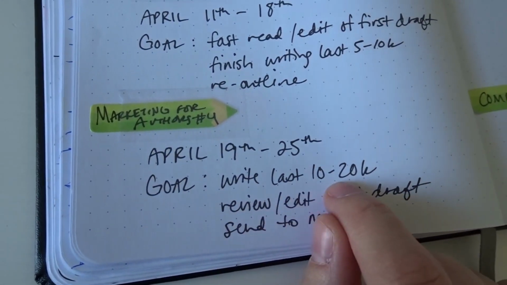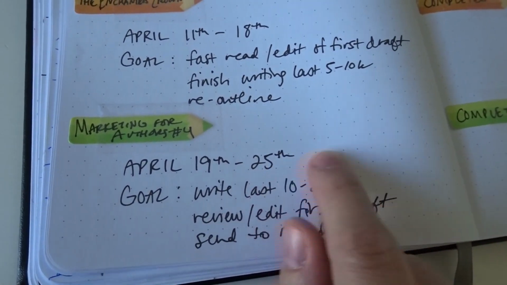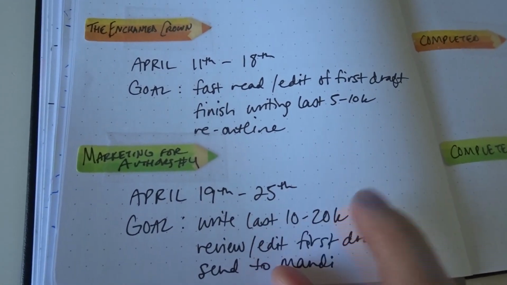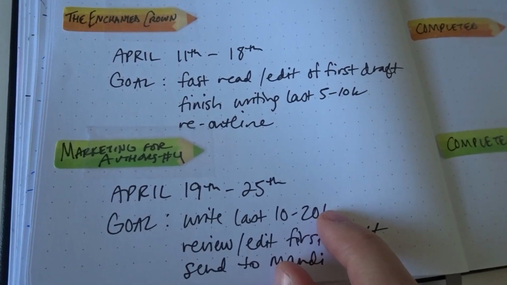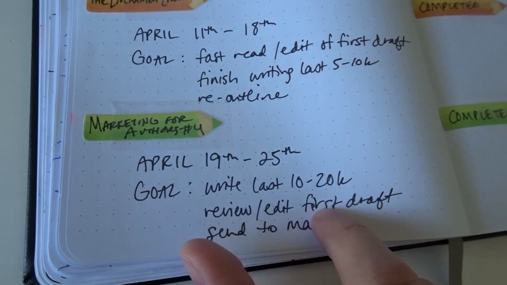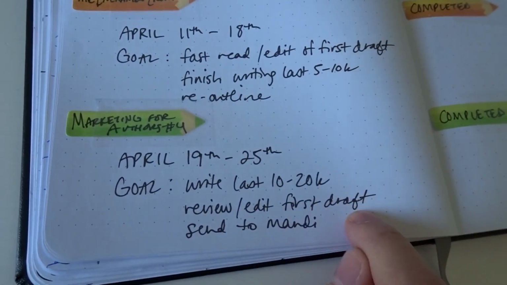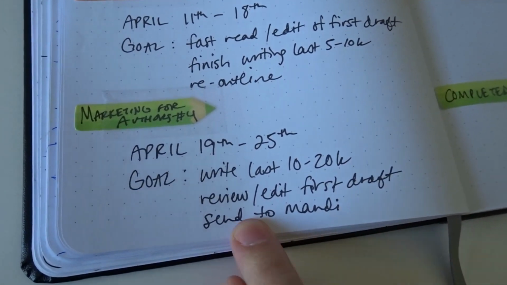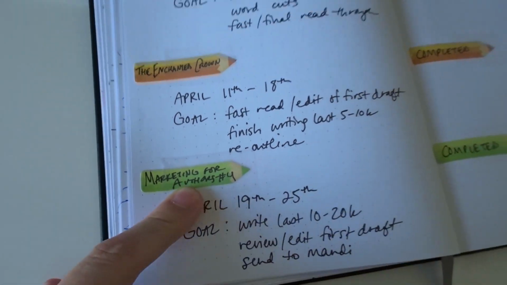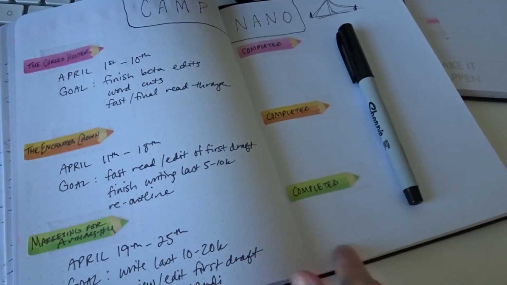So I want to write the last 10 to 20,000 words. I'm not sure how many are left for this project. I try to give myself a low end and a high end goal so I generally know what to shoot for. And then once I have my first draft finally done, I want to review and edit it, read it through and make sure it makes sense. And then I want to send it to Mandy so we can move forward on the Marketing for Authors series, which I have been holding us back on. And if I complete it, I will put that here.